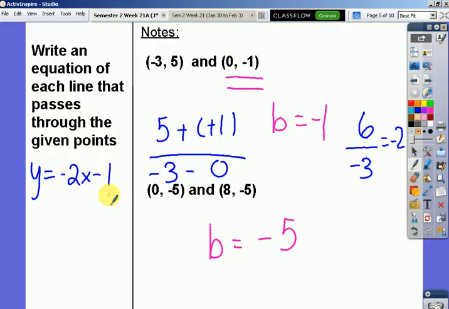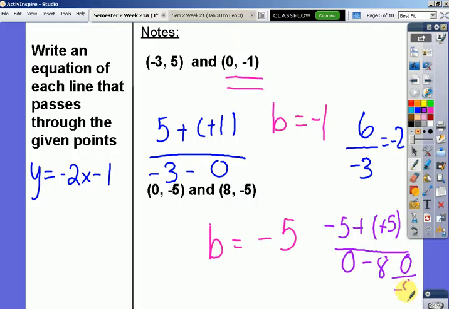Okay, same thing here. Find the slope in between those 2 points. So let's start with negative 5. Negative 5 minus negative 5 over 0 minus 8. So I get 0 at the top, and then I have negative 8 at the bottom. What's 0 over negative 8?